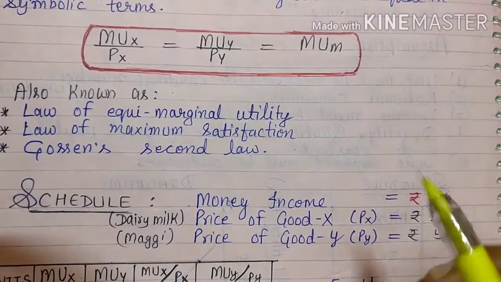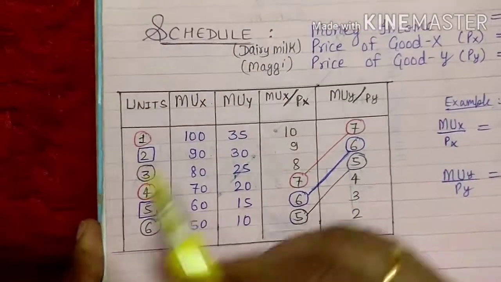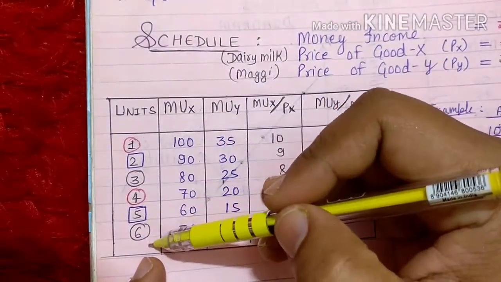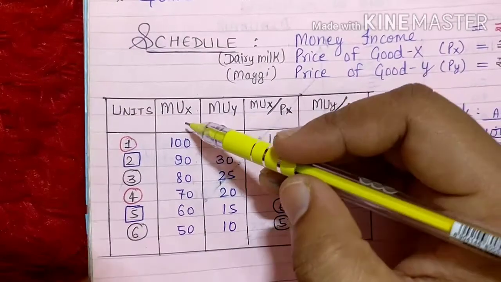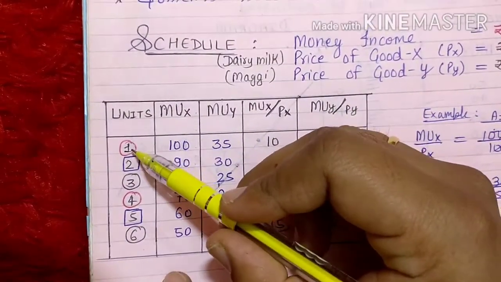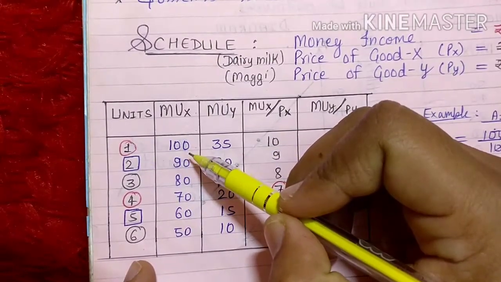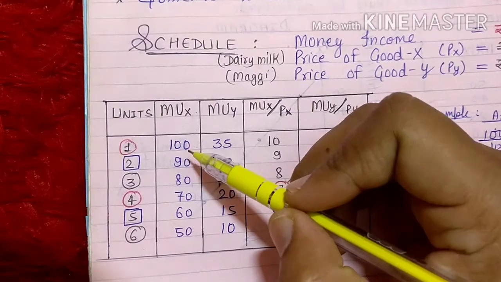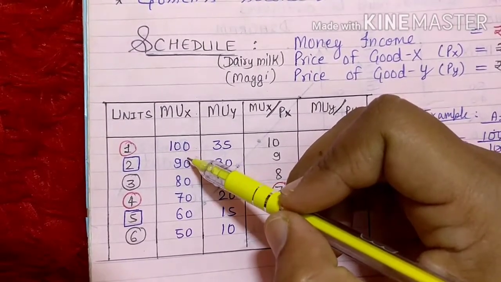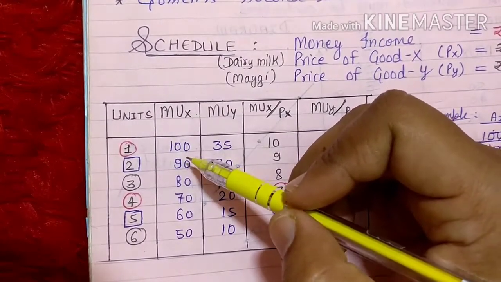Now let's see our schedule, or table. Units you can see here: 1, 2, 3, 4, 5, 6. Now MUX means Dairy Milk. After the first consumption, when I have taken the first chocolate and consumed it completely, I get the maximum utility, 100 utils.